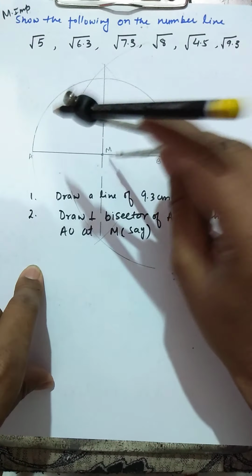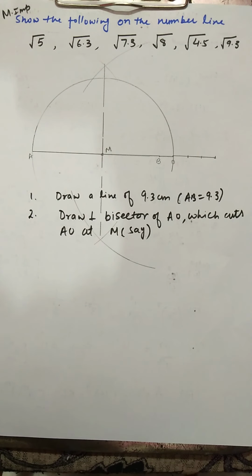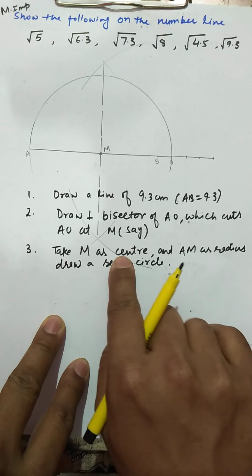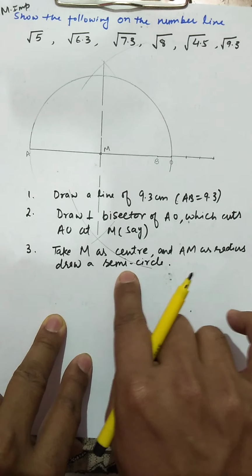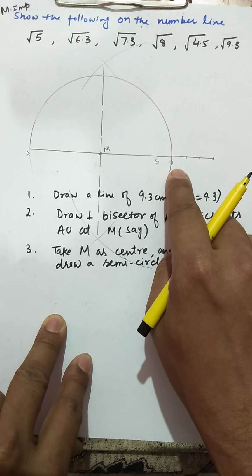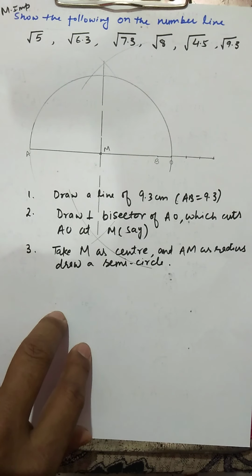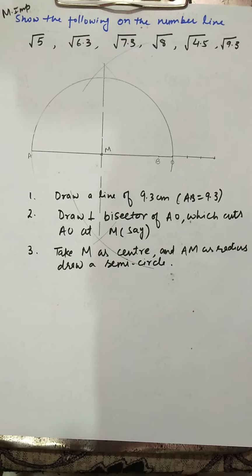This semicircle you've drawn, and that becomes our step number 3. So we'll write that step. So now I have written that step number 3. Take M as center and AM as radius. Draw a semicircle. You can see that circle is passing through O and A. Now our next step will be, we'll draw the perpendicular at B.